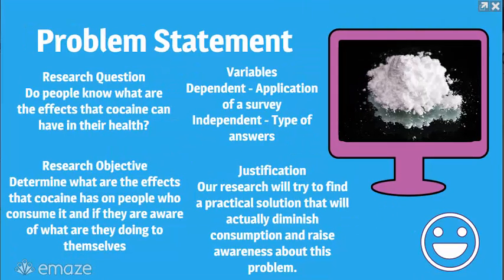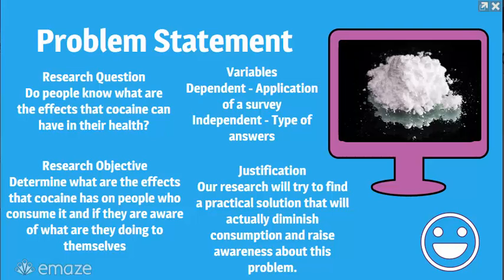Problem statement. Our research question is, do people know what effects cocaine can have on their health? Our research objective is to determine what effects cocaine has on people who consume it and if they are aware of what they are doing to themselves.